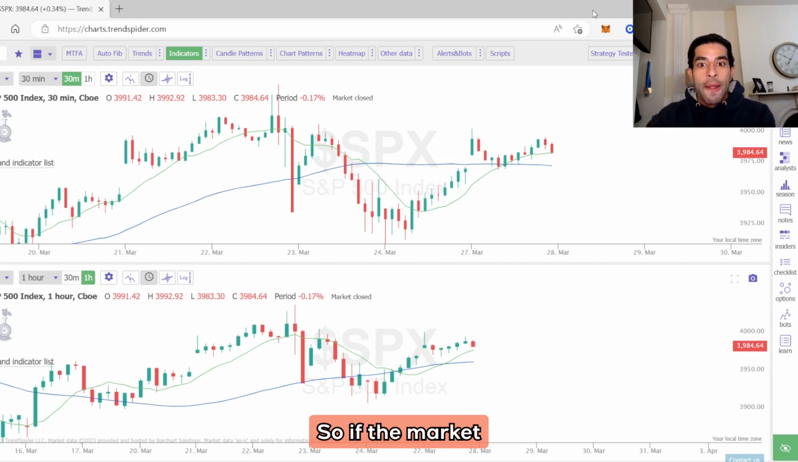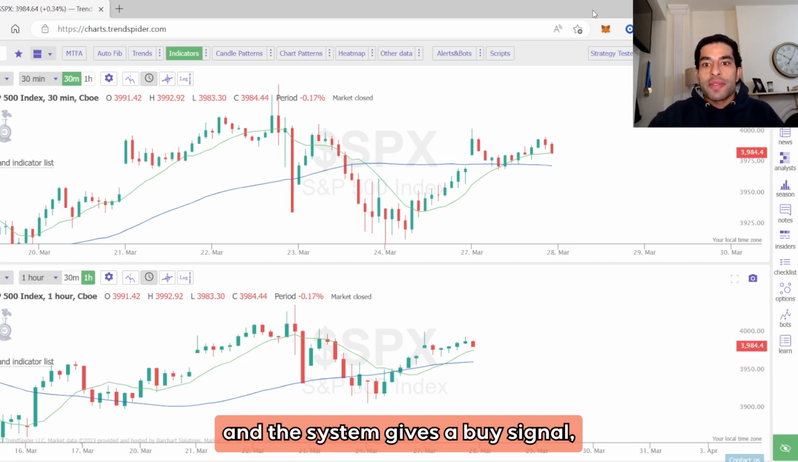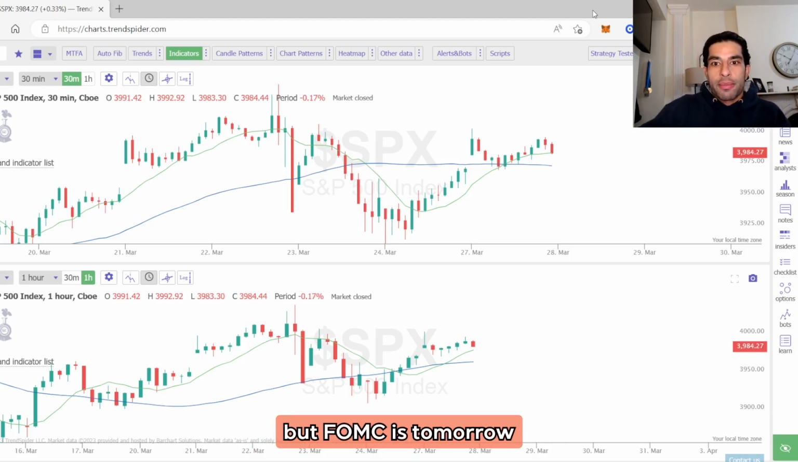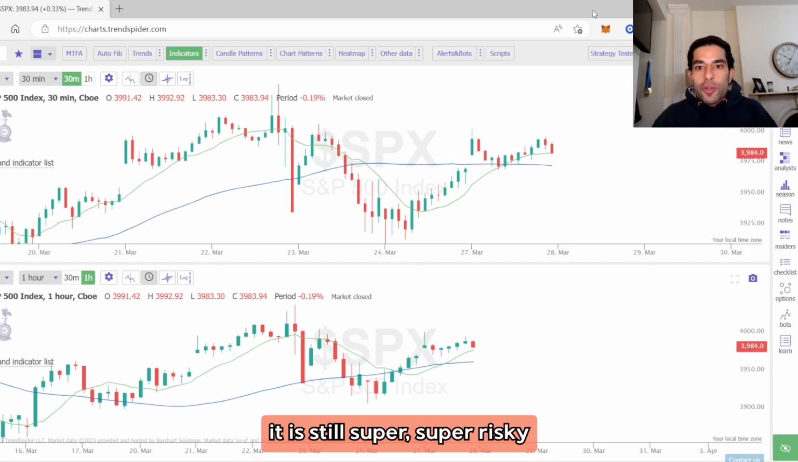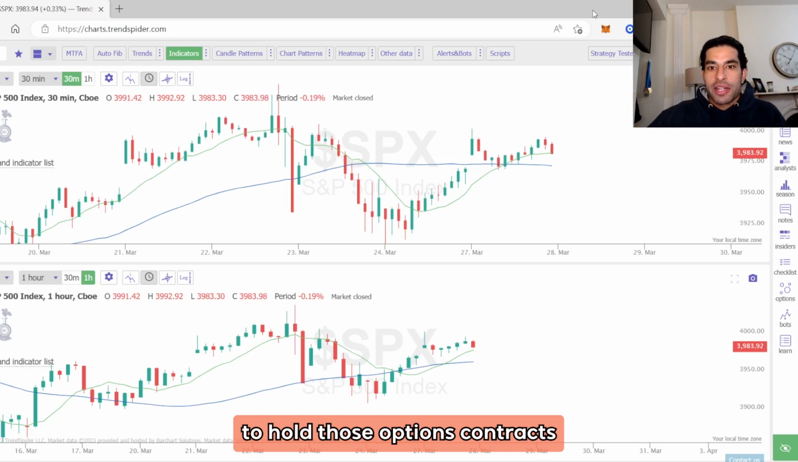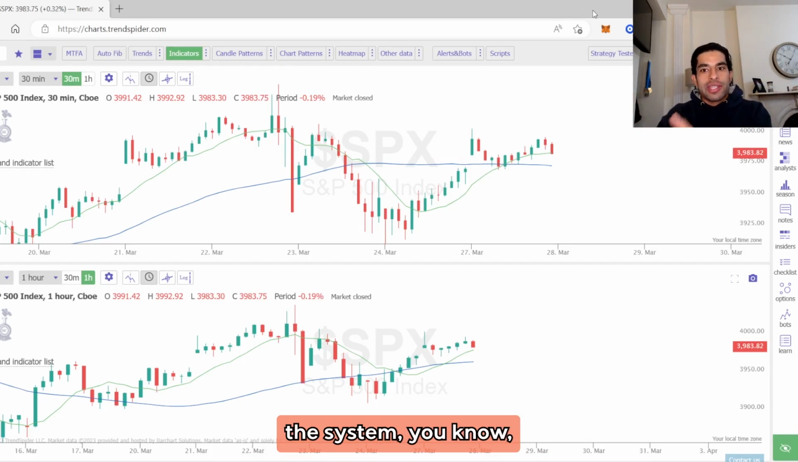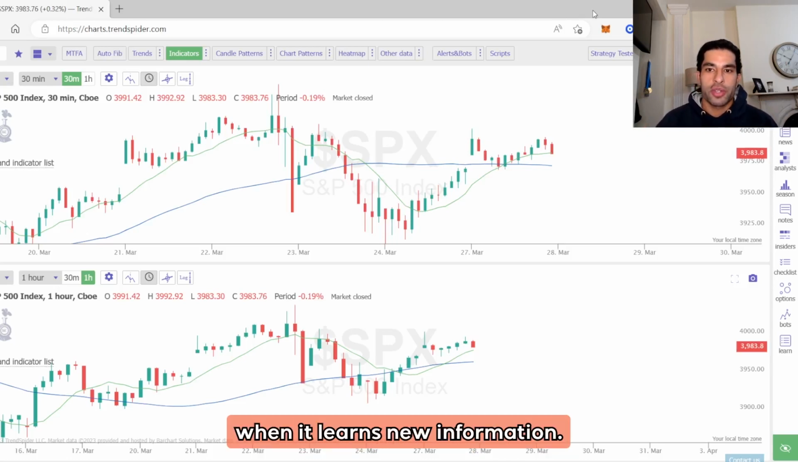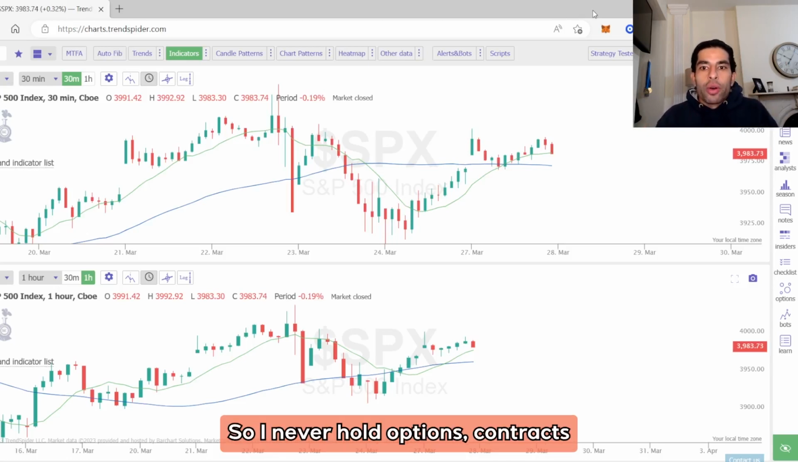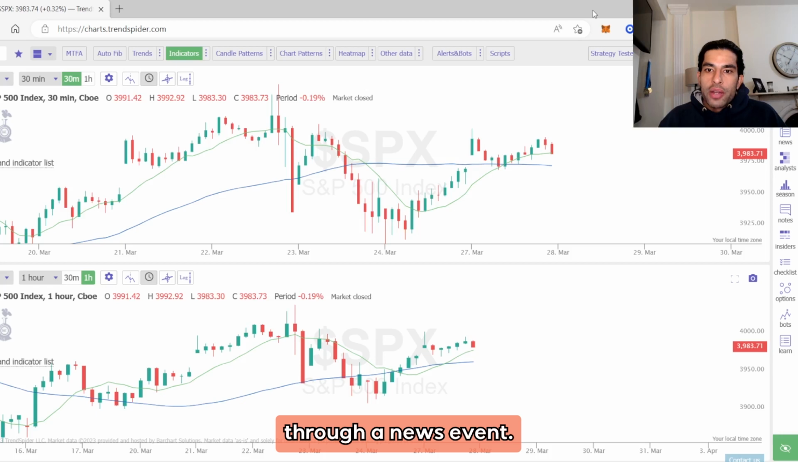So if the market is trading higher and the system gives a buy signal, but FOMC is tomorrow or NFP is in the morning, it is still super risky to hold those options contracts. Even though you think to yourself, well, the system, everything looks so strong. You don't know what the market is going to do when it learns new information. So I never hold options contracts through a news event.